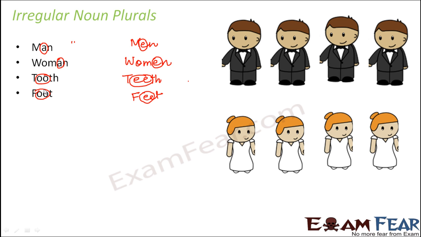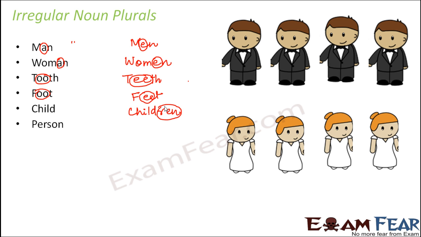Now let us look at some more examples where the plural forms are written in a very different way. For example, what is the plural of child? So the plural of child is children. So how did we write this? You see, we have added R-E-N at the end. So it's like a very different way of writing the plural.